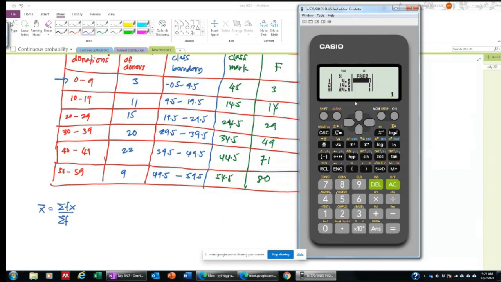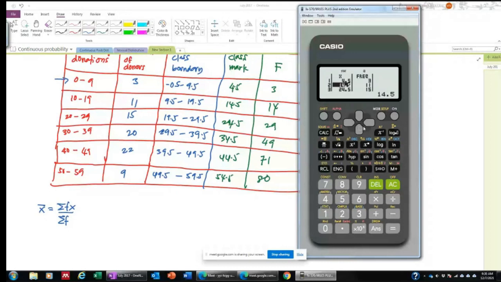Right, and then next you input your frequency value. The first one going to be 3, 11, 15. Don't get confused. Do not enter the cumulative frequency. Just enter the frequency value. And then next is 20. And last is, oops, did I miss out? No. Okay, if we miss out, we can check with this calculator. So 3, 11, 15, 20, 22. Alright, 22. And then last is 9.